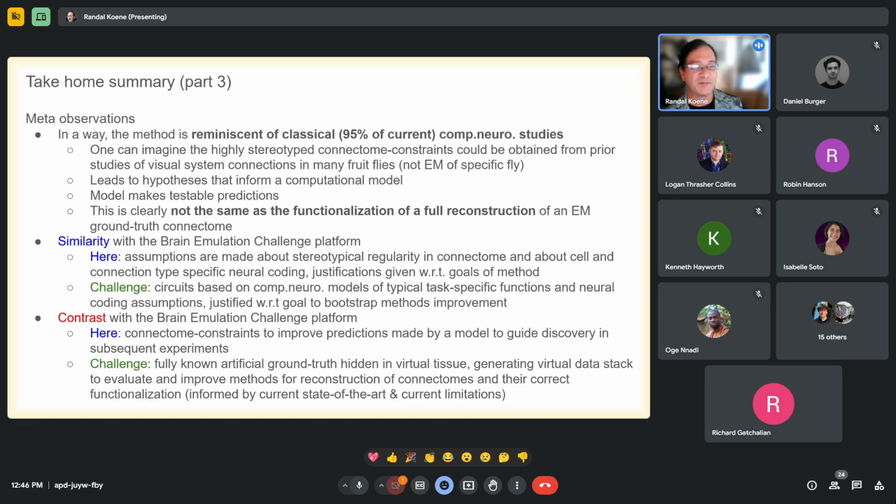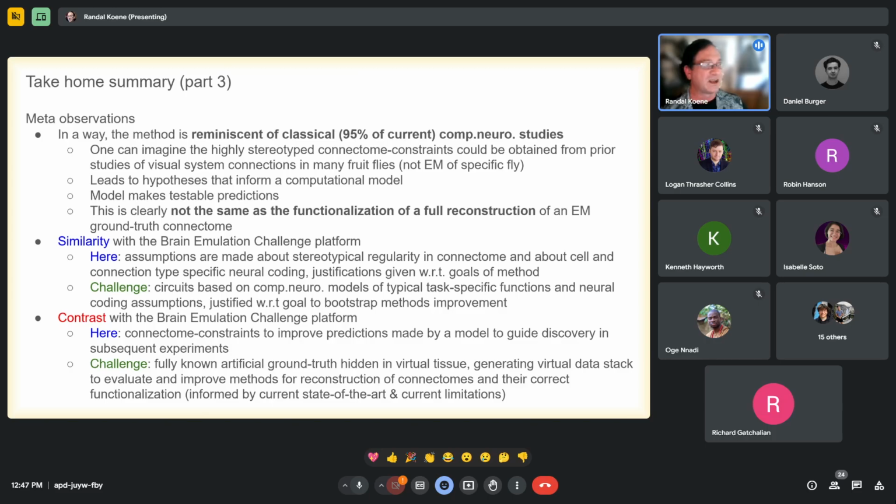And then for those of us who are on the Brain Emulation Challenge team, I just want to make sure to compare what's going on here with what we're doing, because there are definitely some similarities. And some pertain to, I would say, the main critique that we get, but that of course most modeling studies get anyway. Here, assumptions are made about stereotypical regularity in the connectome and about cell and connection type specific neural coding. And then the justification is the goal of the method, which can inform future experiments based on these assumed regularities.